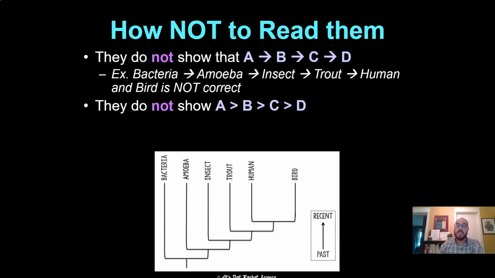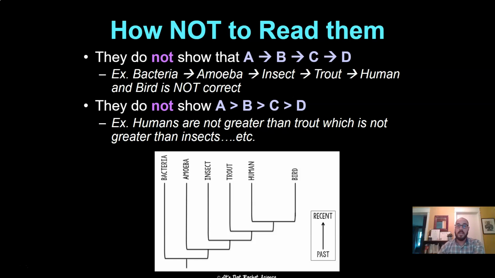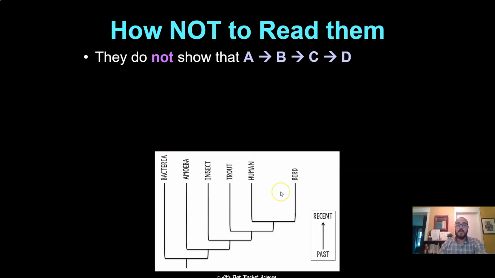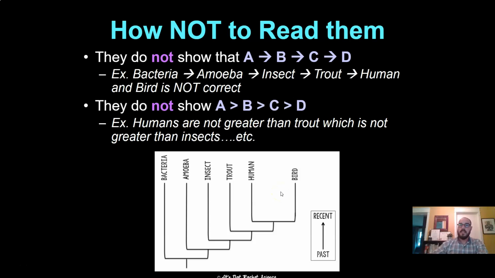And they also do not show that A is greater than B is greater than C is greater than D. So this is not showing, because a human is over here, that somehow it's greater than a trout, which, you know, that's not what it's showing you, okay? It's just showing you how closely related these organisms are to one another, where they diverged from one another, and when they shared a common ancestor. So if we go back here, you can see that, okay? It's showing you where they diverged from one another, where they shared a common ancestor here. Okay, and let me go to our last slide here.